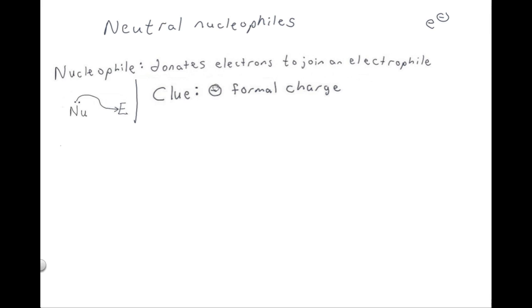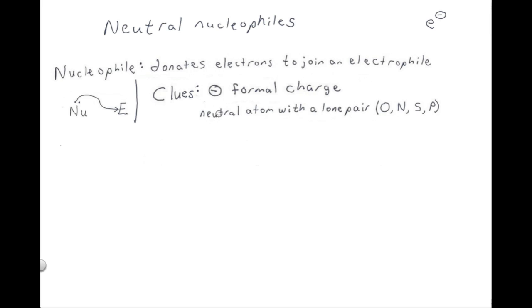What do we do when none of the atoms in the starting materials have a negative formal charge? If there are no atoms in the starting materials that have a negative formal charge, what's another clue that we can use for a nucleophile? What would be a clue for a neutral nucleophile? You actually probably have already seen this clue. So have you seen in your class what's a clue that a neutral atom could be a nucleophile?